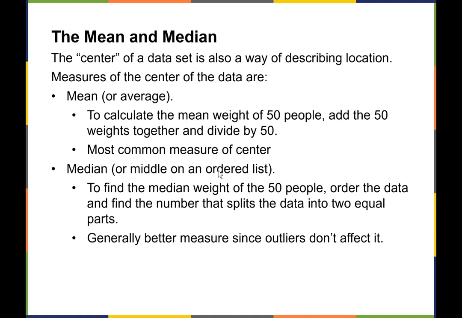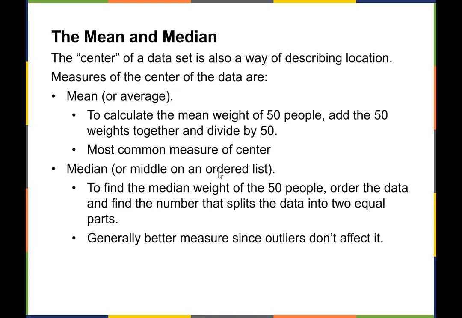There are two statistics that we use to measure the center of the data. The first one is the mean. This is also known as the arithmetic average. Most people just think of it as the average. It's when you add up all the values and divide by the total number. So if you wanted to calculate the mean weight of 50 people, you add up their weights and divide by 50. This is the most common measure of center.